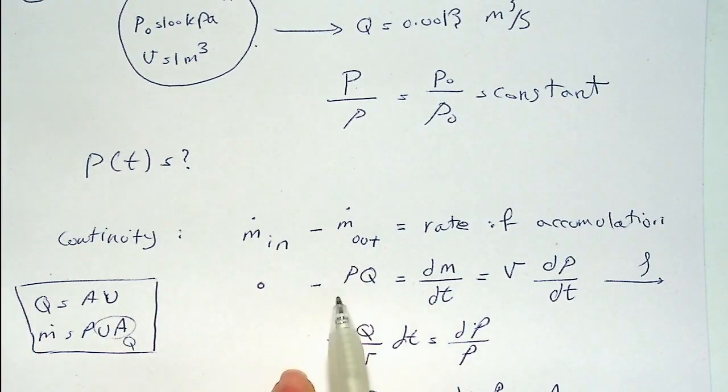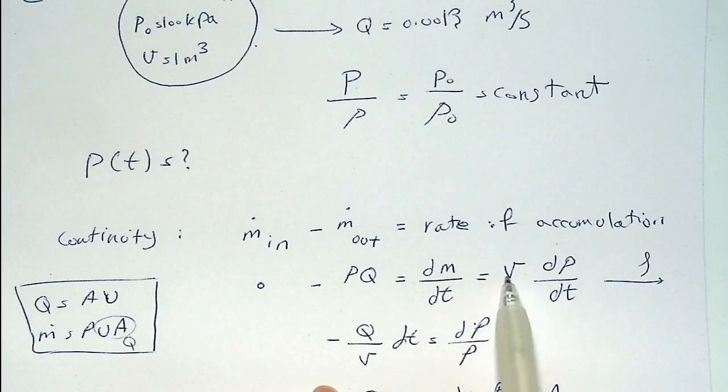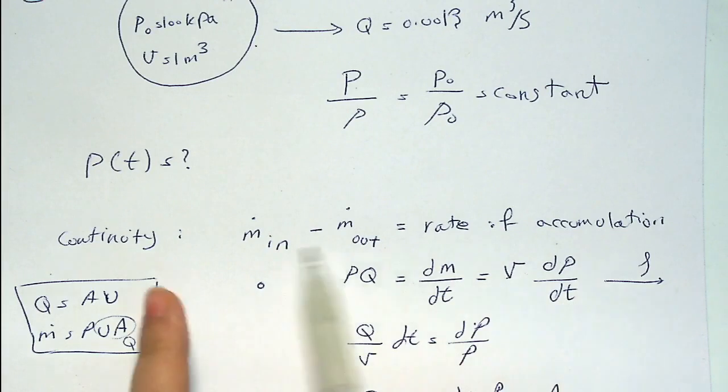So 0 minus rho q is showing me the accumulation, which is rewritten as the change of the mass during the time. And I know the mass is equal to volume multiplied by the density. The volume here is constant. The tank has a constant volume. I take the volume out, so I would have d rho over dt. This is basically where this equation comes from.